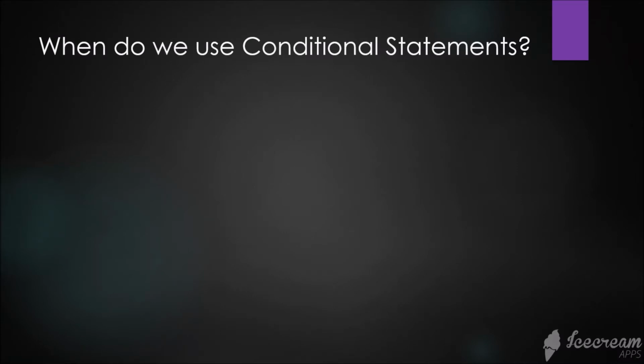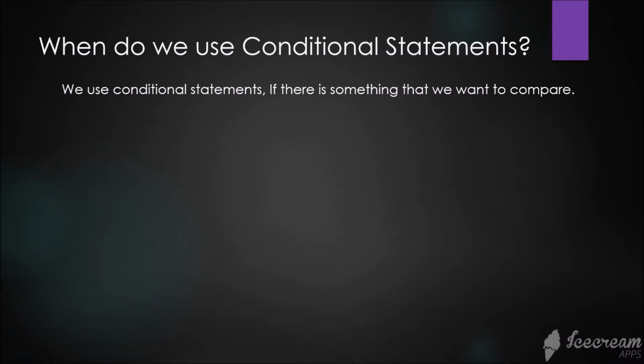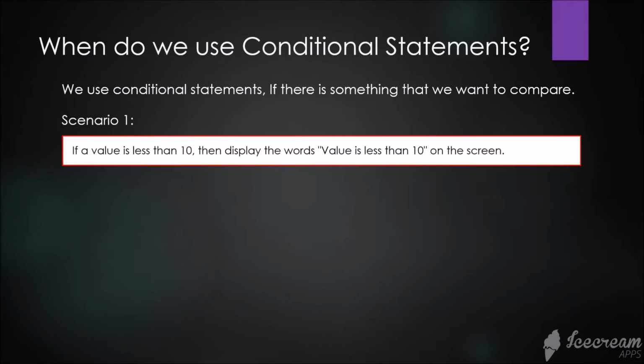Okay, so when do we use conditional statements? We use conditional statements if there's something that we want to compare. So we have here scenario 1. If the value is less than 10, then display the words "value is less than 10" on the screen. What are the things that we are trying to compare here? Basically, we're trying to compare the value to 10. If the value is less than 10, then we display "value is less than 10". These are the two things that we're trying to compare.